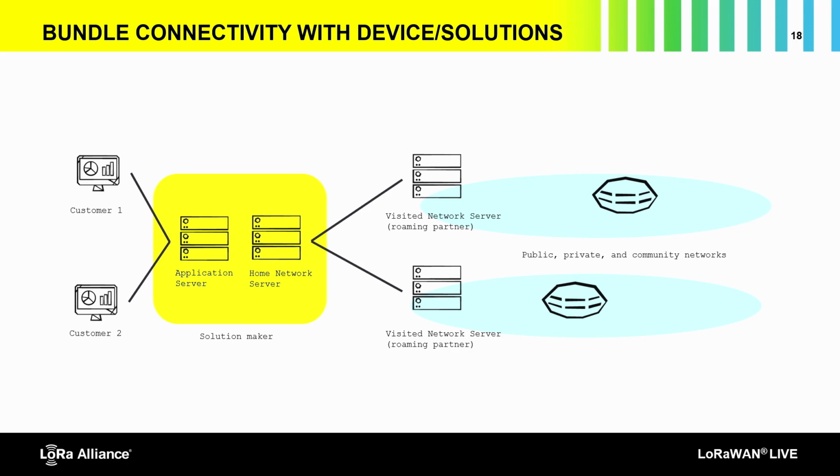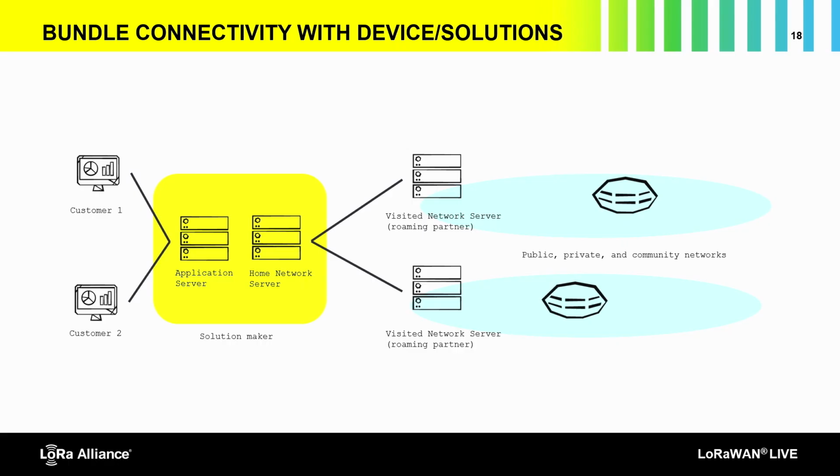So this is the scenario. You are a solution maker. If you want to bundle connectivity, then you need to have your own core network that runs the so-called home network server. So in addition to running your application server, you front that with a network server that is in roaming agreement with multiple networks, okay? Through that, your devices could be in network 1, network 2, those blue circles of coverage, and wherever they are, they can get activated and send uplink frames and receive downlink frames, and all these frames will come to the home network server and be made available to your application server.